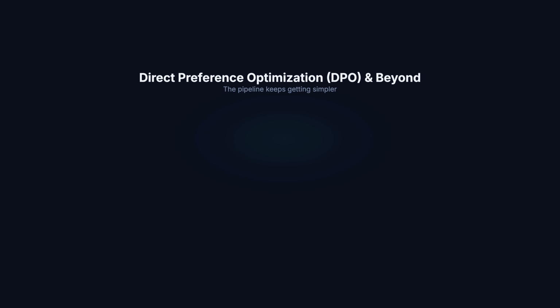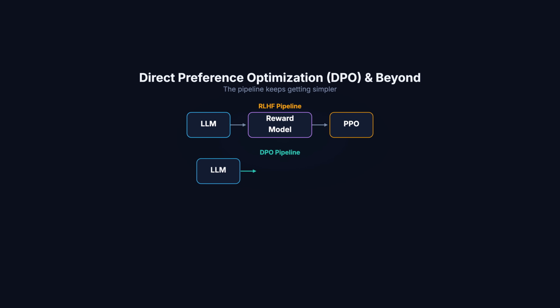The evolution continues. In 2023, researchers discovered something surprising. The entire RLHF optimization problem, the reward model plus PPO loop, has a closed-form solution. You don't need a separate reward model. You don't need reinforcement learning at all. Direct preference optimization, or DPO, reparameterizes the problem so the language model can be optimized directly from preference pairs using a simple classification loss. Same result, radically simpler pipeline.